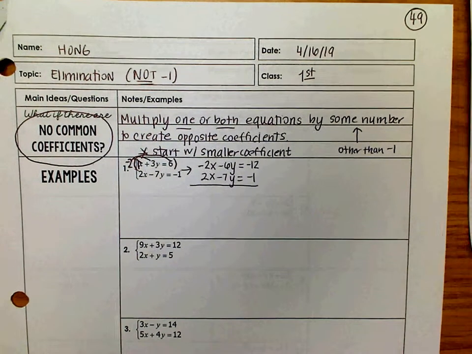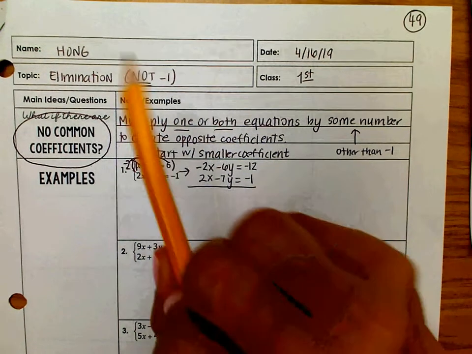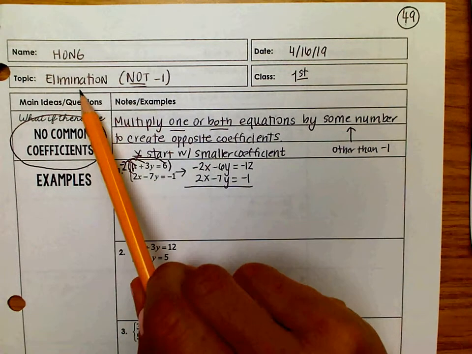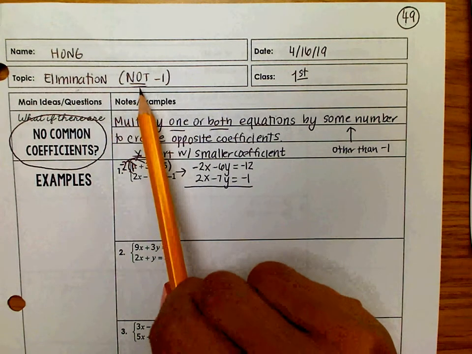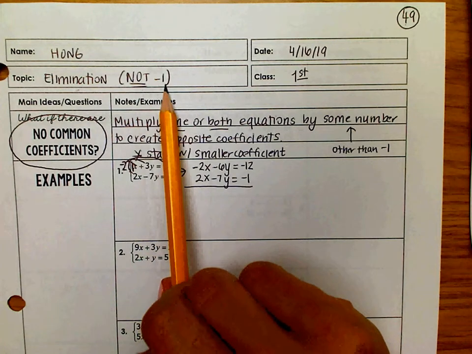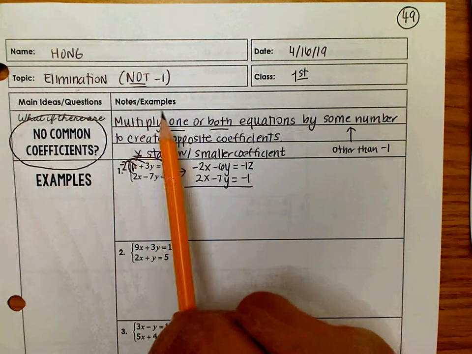Hey guys, so I'm going to go over tonight's homework and it's page 49 in your binder. It's the one that's on elimination where you don't want to multiply by -1. All right, so these are the notes that we took today.